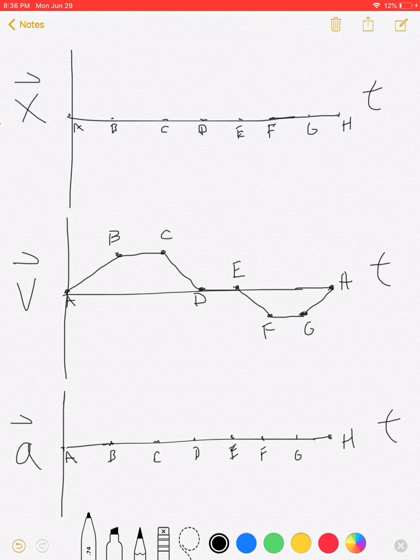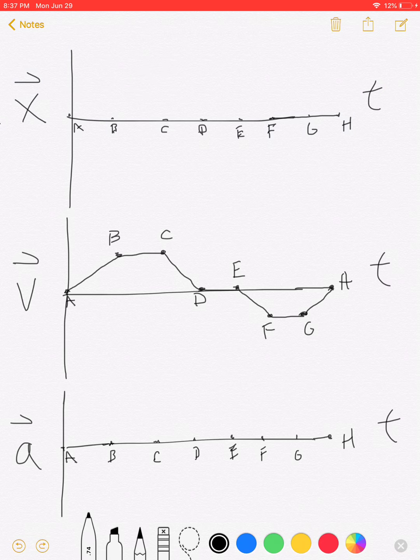So let's say you're starting at this position here that I'm outlining in the position graph, and your velocity is positive. That means sometime later your position will be here. It will increase. There will be a net change. Your delta x will be positive.